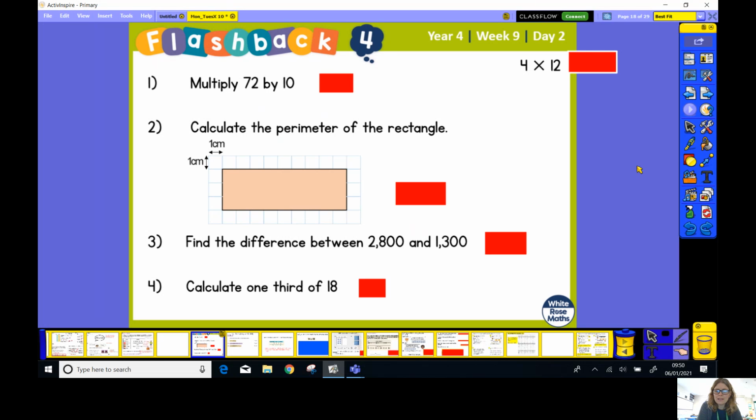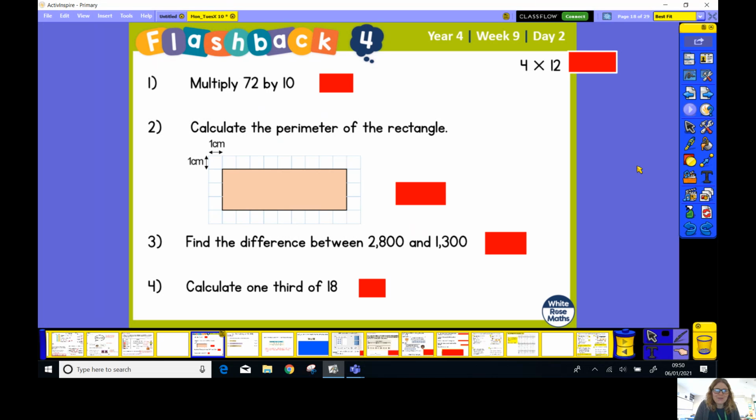Number 4, calculate 1/3 of 18. That's a bit more tricky because we haven't done fractions since year 3. And finally, nice and easy, 4 times 12. Nice times table there, so you get that one very quickly, hopefully. So pause the video and have a go at that now.